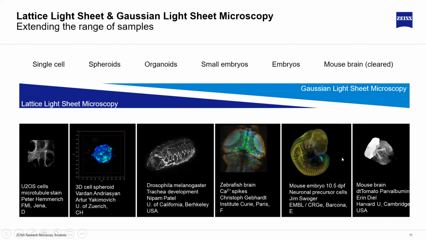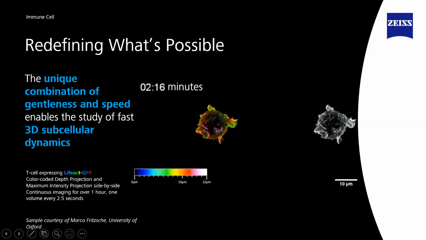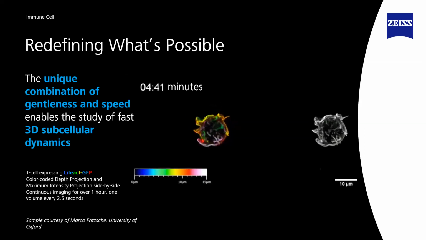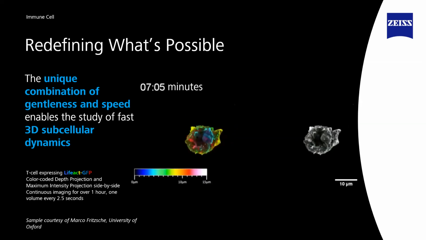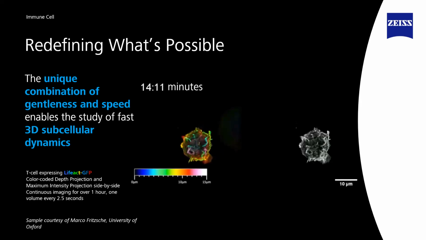So again, larger embryos and cleared tissue really might not be a great fit for lattice light sheet microscopy. But the ability to capture cell volumes in growing samples at speed is the key to why lattice light sheet microscopy is such a powerful and groundbreaking technology.